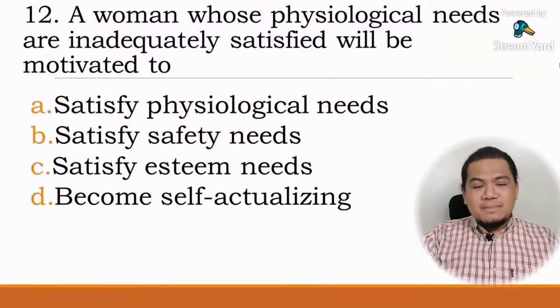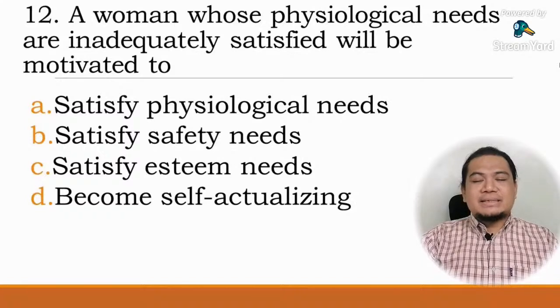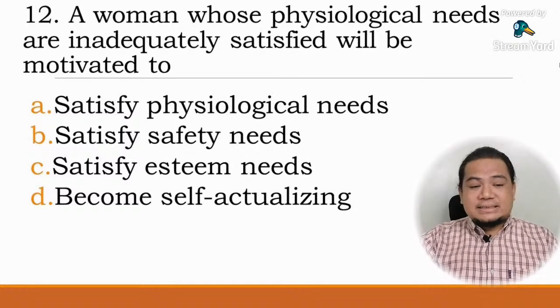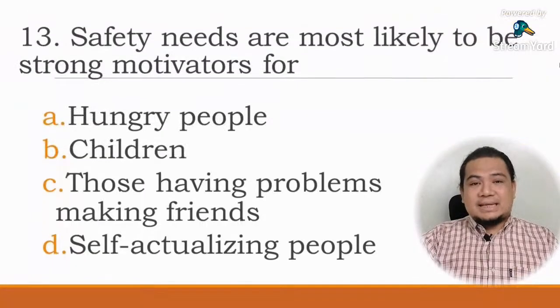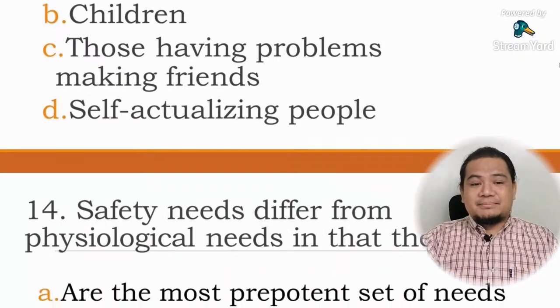Number 12. A woman whose physiological needs are inadequately satisfied will be motivated to A, satisfy physiological needs, B, satisfy safety needs, C, satisfy esteem needs, or D, become self-actualizing. Number 13. Safety needs are most likely to be strong motivators for A, hungry people, B, children, C, those having problems making friends, or D, self-actualizing people.